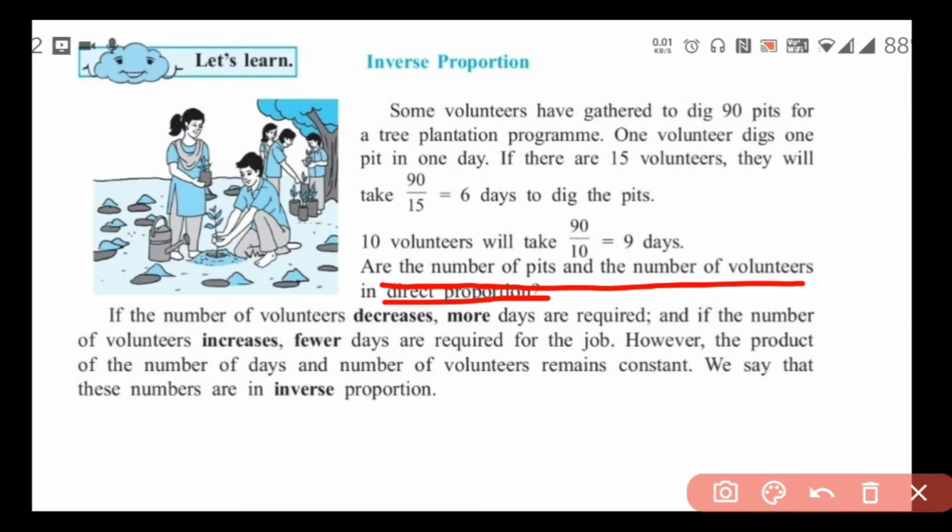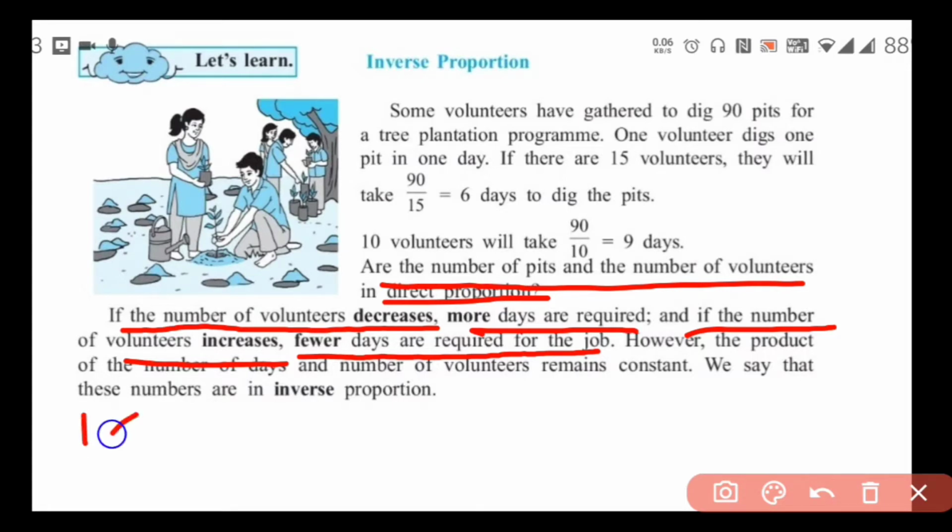So what we could say here, if the number of volunteers decreases, more days are required, and if the number of volunteers increases, fewer days are required for the job. However, the product of number of days and number of volunteers remains constant. What remains constant? Product remains constant. So we say that these numbers are in inverse proportion. We can see that their product is constant.